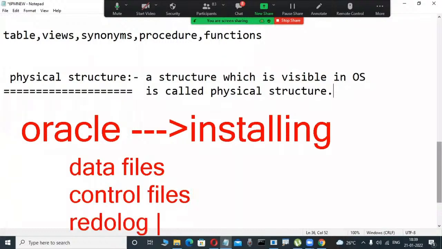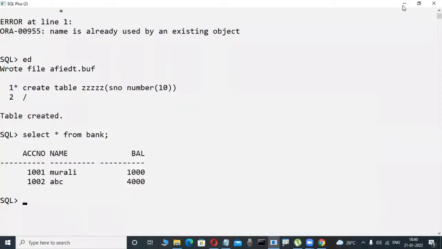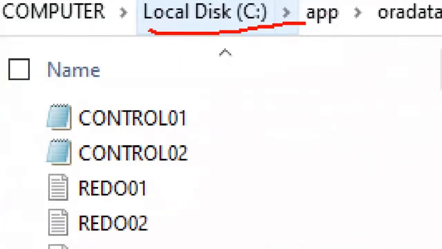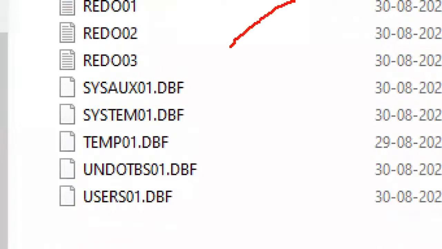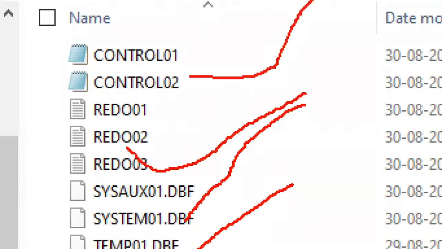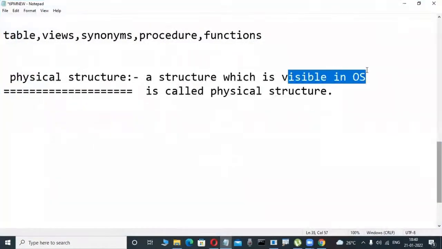You don't have an idea about all these things yet. In the future DBA concept, this is only a rough introduction in our course. Whenever I install Oracle software, some files are automatically created on the disk, in the C drive or D drive. These are data files, .dbf files. Later you will be familiar with control files and redo log files. That's why a structure which is visible in the operating system is called a physical structure.